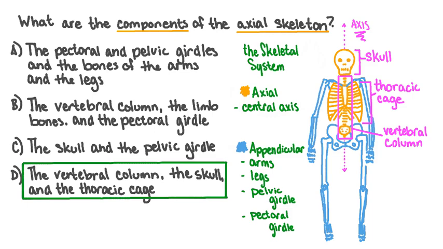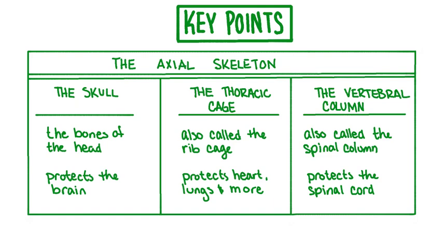Let's wrap up our lesson by taking a moment to review some of what we've learned. In this video, we learned about the structure and the function of the axial skeleton. The axial skeleton consists of the bones of the skull, which are the bones that protect the brain, the thoracic cage, which protects the heart, lungs, and other vital organs, as well as the bones of the vertebral column, also called the spinal column. These bones protect the spinal cord.